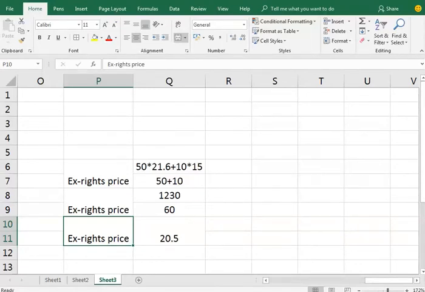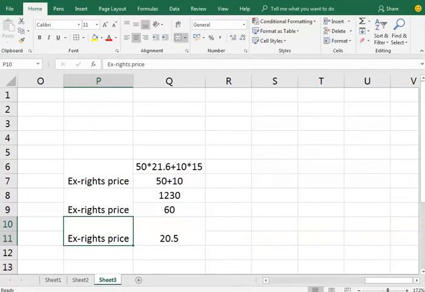Now, my requirement is that pre-issue and post-issue price should be same. So, post-issue price is 1230 divided by 50 plus x. X is the number of shares to be issued. You can call the post issue price y. After the issue is closed, the price will be 1230 divided by 50 plus x.